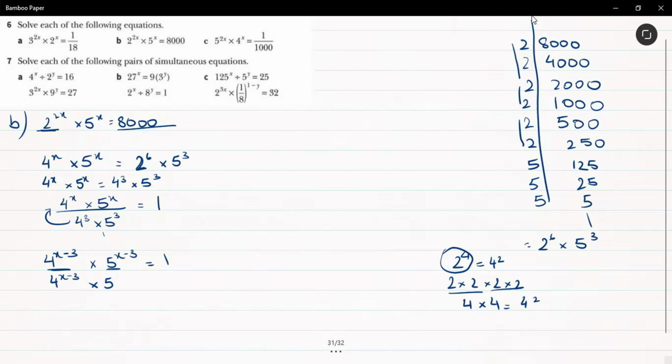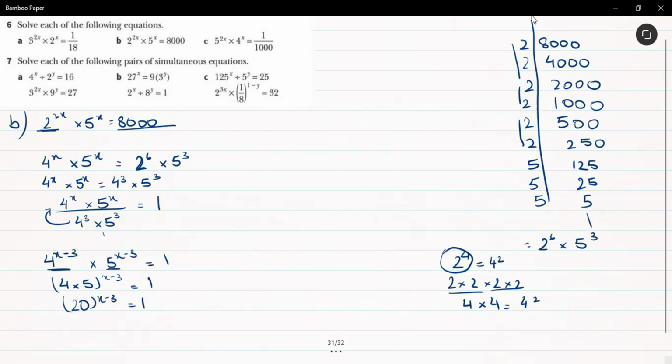Obviously anything raised to the power of 0 is going to be equal to 1. In fact, before I do that, let me just solve it. 4 multiplied by 5 is going to give us a common power of x minus 3 is equal to 1. And then we are going to get 20 raised to power x minus 3 is equal to 1.